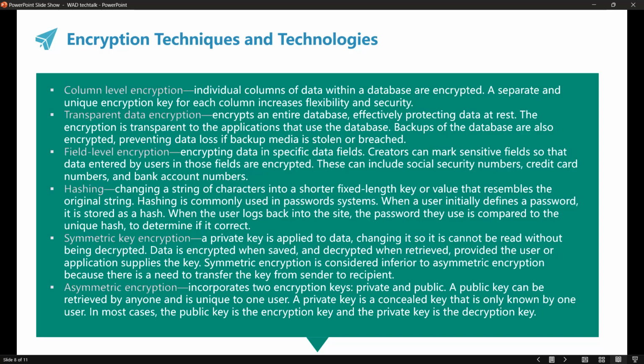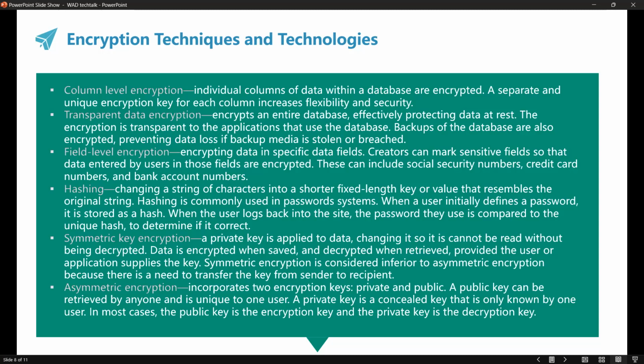Symmetric key encryption: a private key is applied to data, changing it so it cannot be read without being decrypted. Data is encrypted when saved and decrypted when retrieved, provided the user or application supplies the key. Symmetric encryption is also considered inferior to asymmetric encryption because there is a need to transfer the key from sender to recipient.